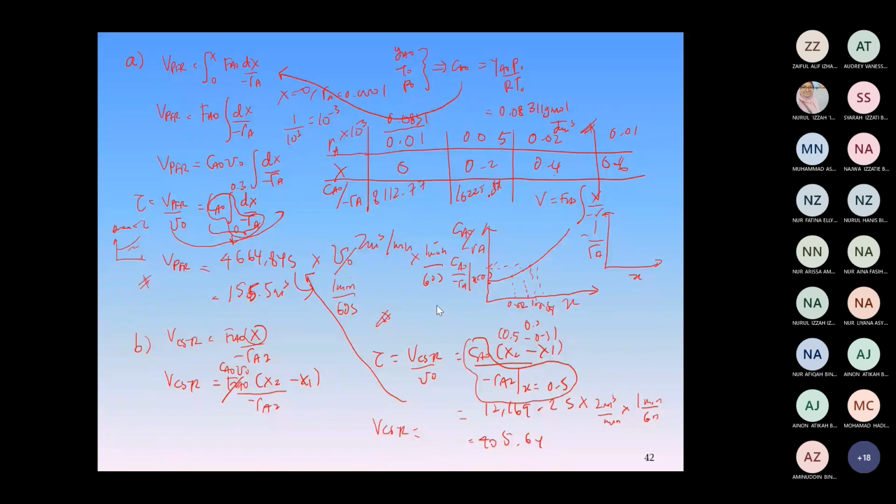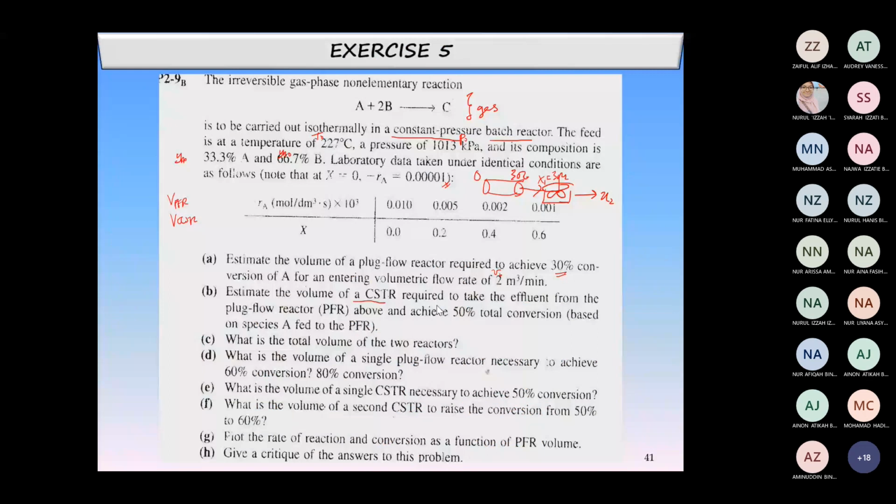Okay, so try buat yang lain. Okay, so total volume ni, yang number C ni you can dapat total volume. So apa yang you dapat daripada volume A dengan B tambahkan je lah. Okay, so you will have this volume.